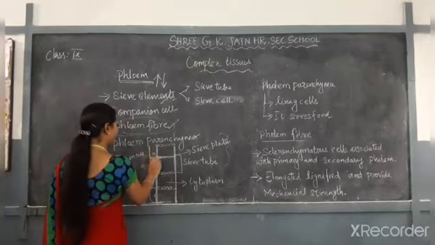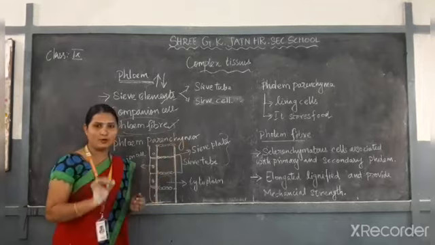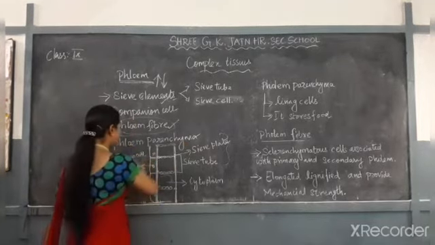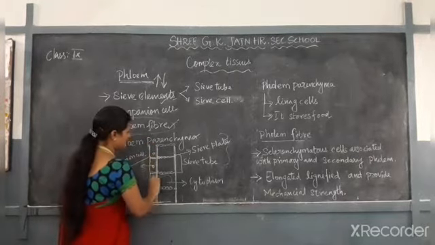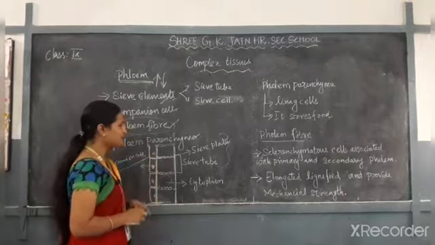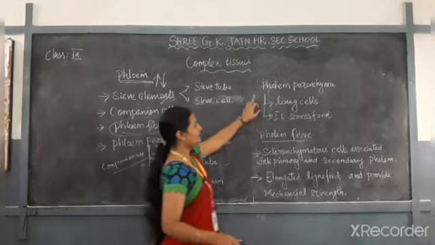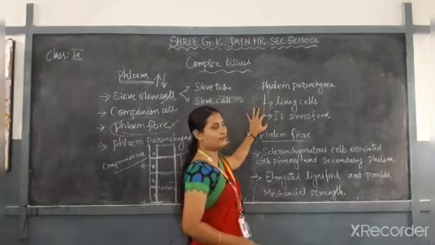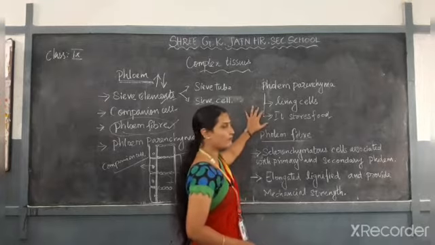Here this is the companion cell. This sieve tube will not be alone. It is always accompanied by the companion cells, so that is why it is called a companion cell. Okay. And here is the phloem parenchyma. The phloem parenchyma has living cells. It acts as a storage of food.